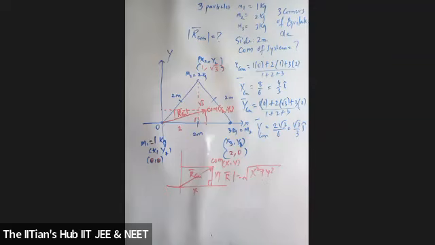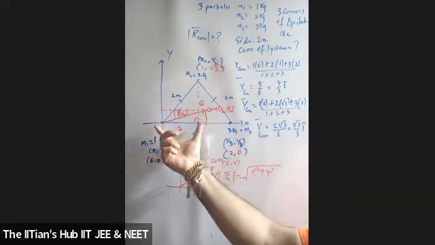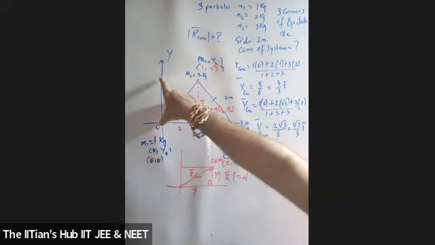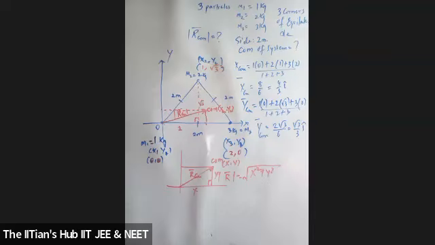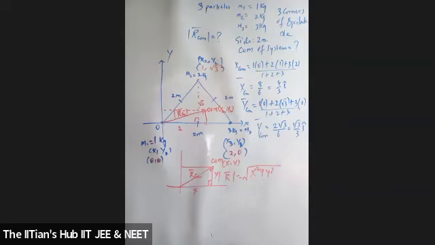Understanding or not? Yes, a doubt. You took M2's coordinates as 1 comma root 3, right? But it should be root 3 comma 1. No, my dear. This is the x coordinate and this is the y coordinate. So root 3 comma 1, and the y coordinate is root 3? x comma y, so 1 comma root 3.